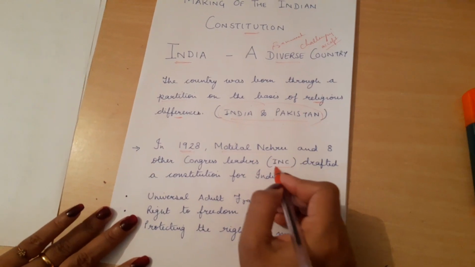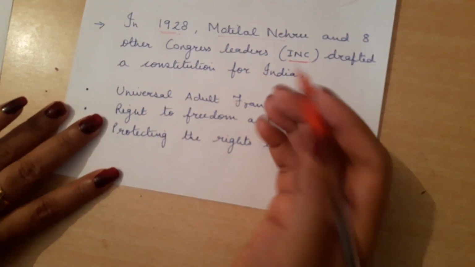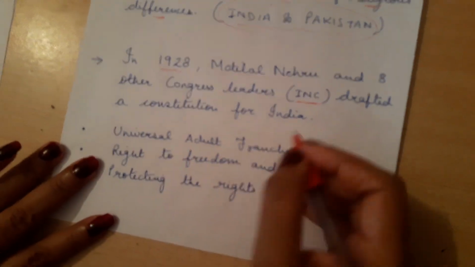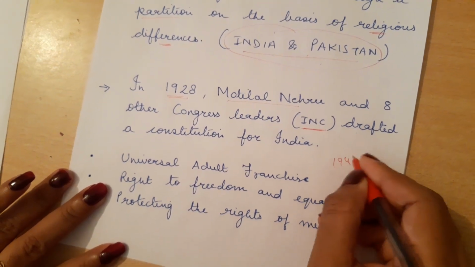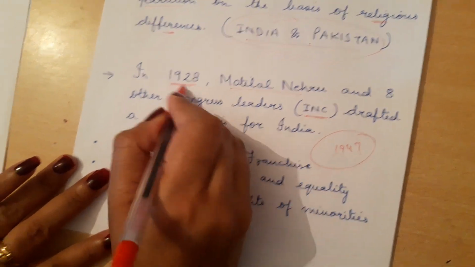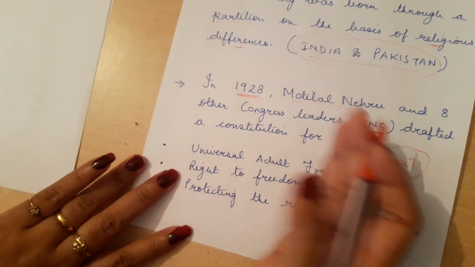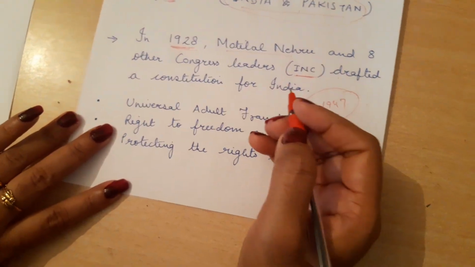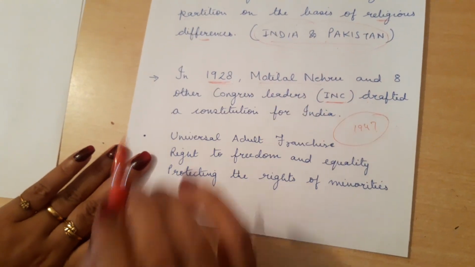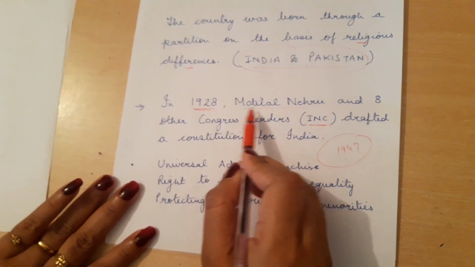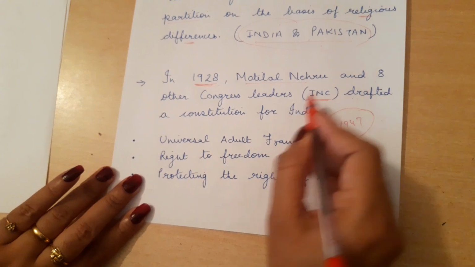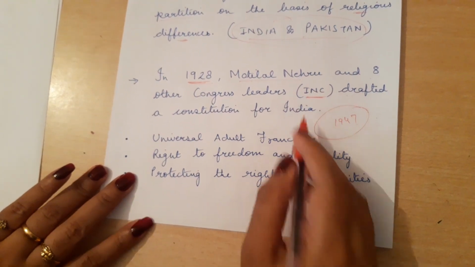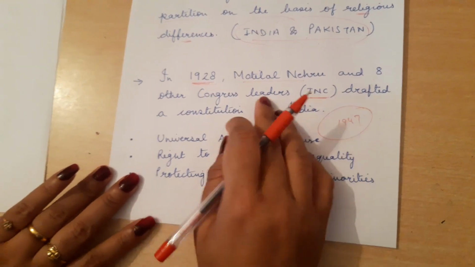So the INC started planning on these laws. It was far behind before our independence, right? Because we got independence in 1947, and this was in 1928. So all this started, the drafting, basically the making of laws and procedures, started in 1928 only, which was headed by Motilal Nehru. And he had 8 INC members with him in this initiative which he took.